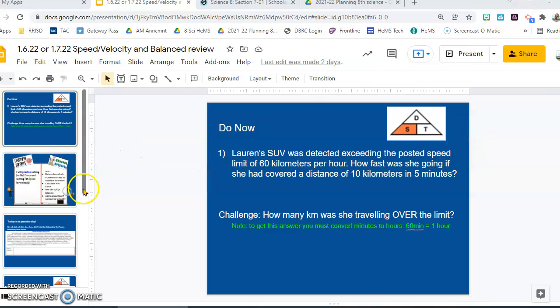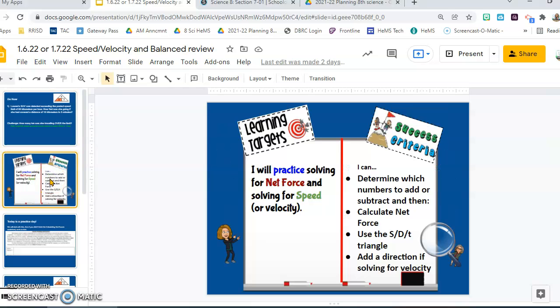So we're going to close out drawing here and come here. Our expectations say that we're going to practice solving net force and solving for speed or velocity. Today we're actually going to be solving for speed. If we have time, you can finish up those worksheets from yesterday. We can determine which numbers to add, calculate using the speed, distance, and time triangle, and then add direction if solving for velocity. Remember, we can say we're going 55 miles an hour, but unless we say we're going 55 miles per hour north, we're not talking about velocity.